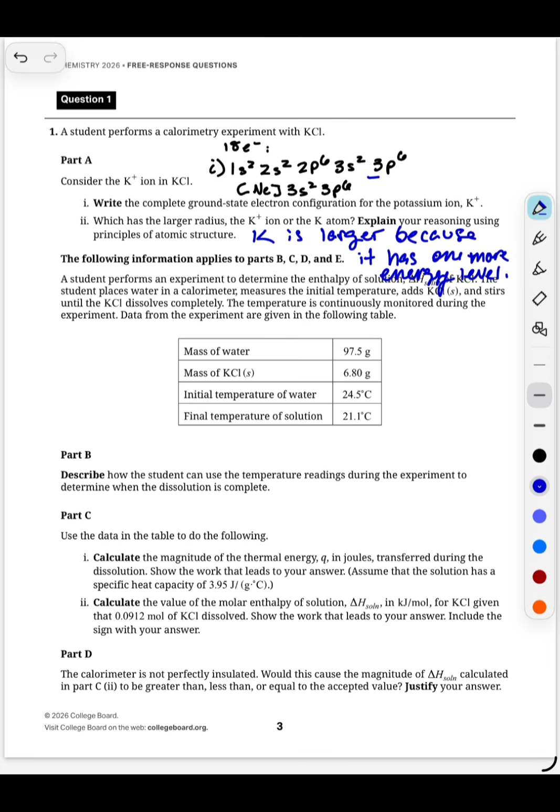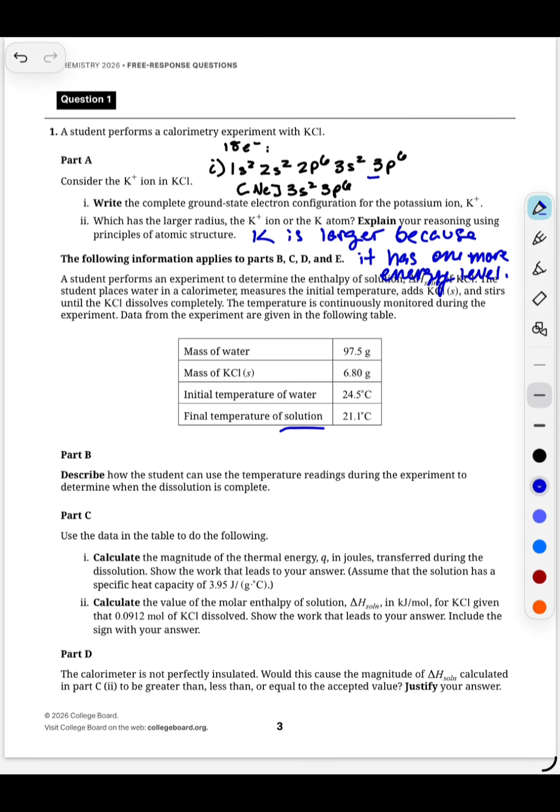For part B, it gives us our data table, and someone's doing an enthalpy reaction here, and they're dissolving the potassium chloride in water. You have the given masses for both substances, and then you have the initial temperature of the water, and the final temperature of the solution once your potassium chloride is completely dissolved.